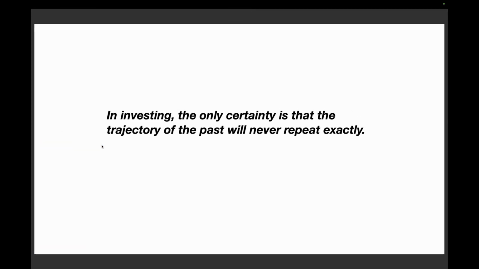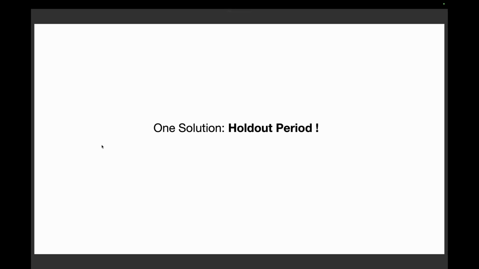When you invest, there's only one certainty, that the trajectory of the past will never repeat exactly. So just because you tested a strategy on this path, thinking that it's going to work as well in the future is utopic, because it's never going to happen again. And when you test a strategy in TradingView, there's not much you can do to test it in the future. So one of the solutions that most people use, and that we also use at Wealth Umbrella, is the hold out period. So usually you will test on a stock over a certain amount of time, and then you will test it on the last 1-2 years of the stock history.